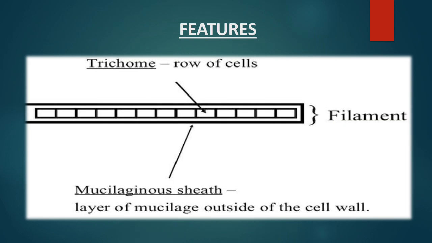Features: trichome, a row of cells. You can observe here in the diagram the filaments, a chain-like structure.